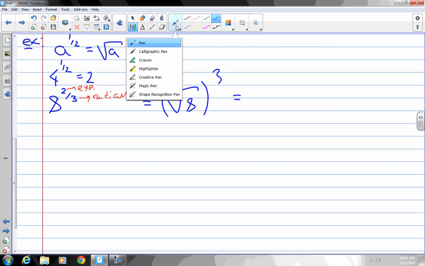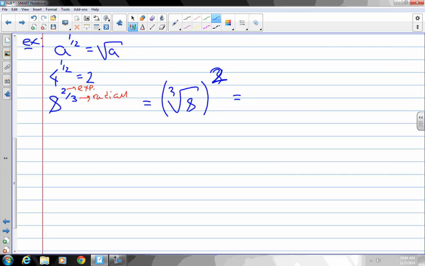Okay, there should be a 2 here. Right, so the exponent and the radical. So that is 2 squared, so that's a 4. So 8 to the power 2/3 equals 4. Take this cube root first, you get 2, then you square it, you get 4. Is that okay?